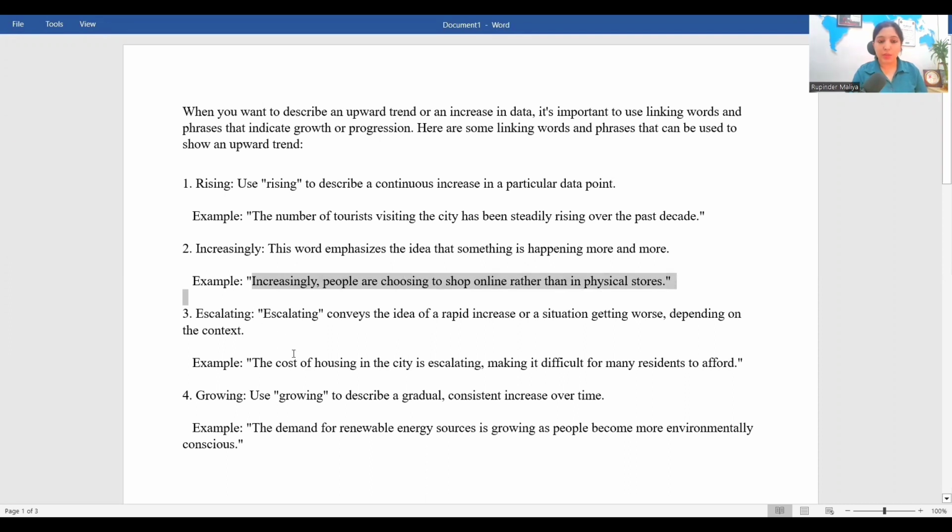Escalating is another good word. The cost of housing in the city is escalating, means rapidly increasing, making it difficult for many residents to afford. Growing, it shows gradual or consistent increase over time. The demand for renewable energy sources is growing as people become more environmentally conscious.